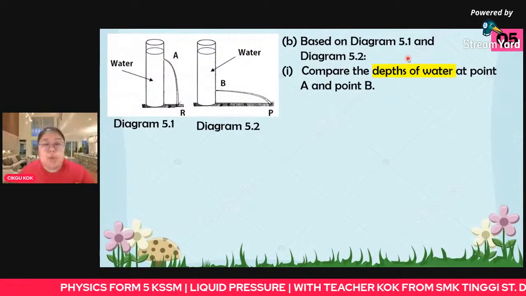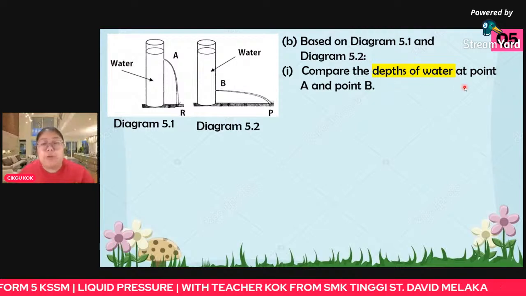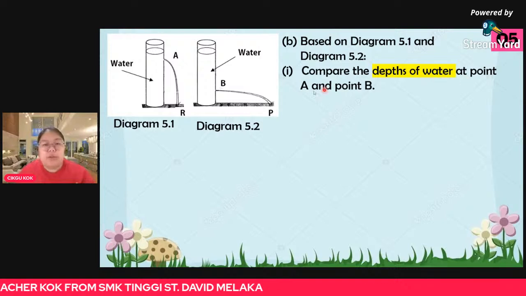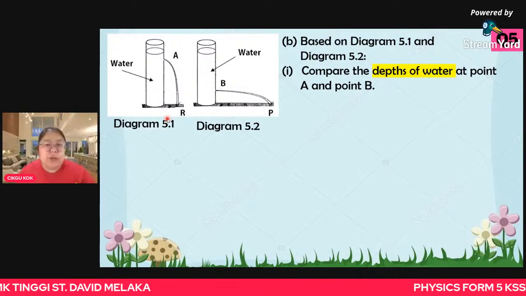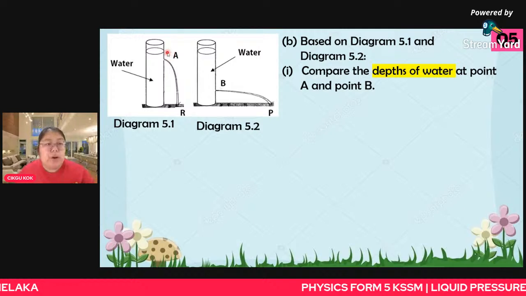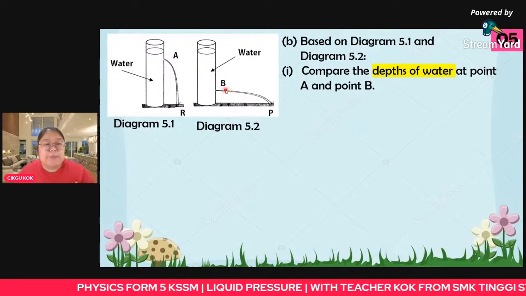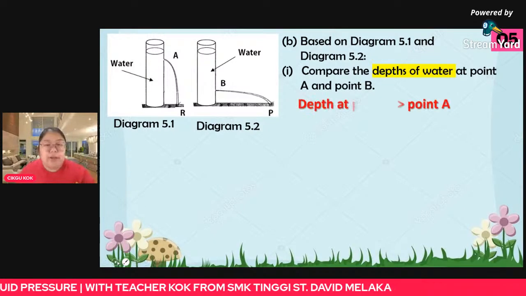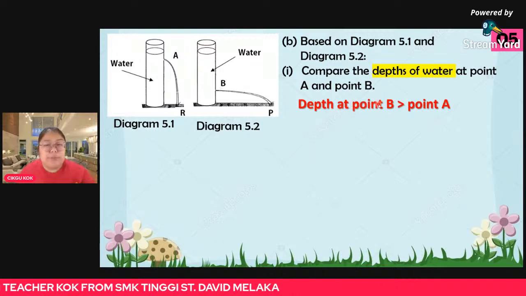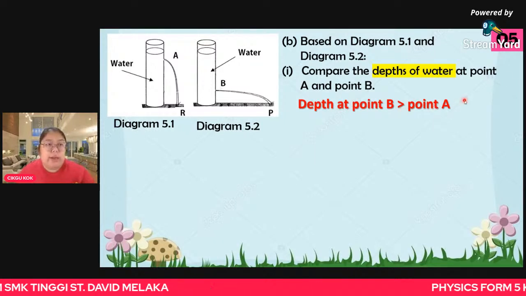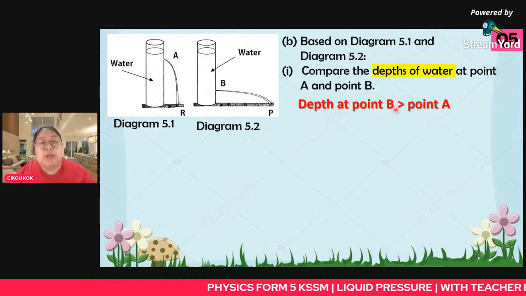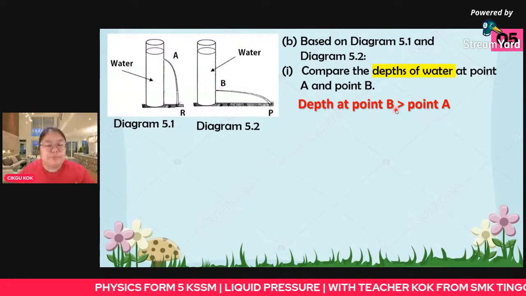Based on 5.1 and 5.2, compare the depth of the water. Just now we did the analysing already. Depth of the water at point A and point B. So, straightforward: depth of the water at point A is less than B. Or you can say B is deeper compared to A. Also can. So we just write, depth at point B is more than point A. Better you write "more than", don't use the symbol. We use sentences.